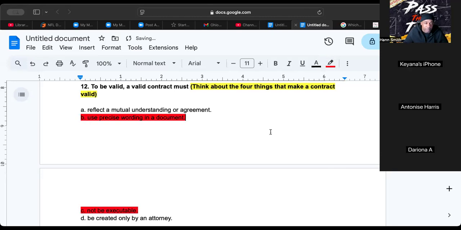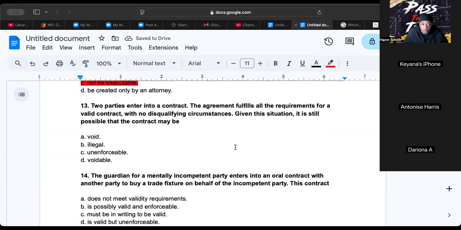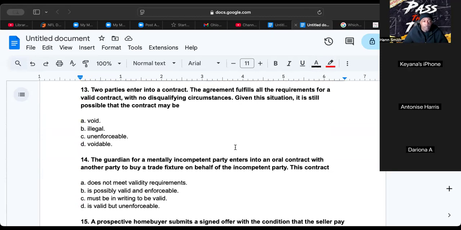And that leaves us, to be valid, a contract must A, reflect a mutual understanding or agreement, or D, be created only by an attorney. It's gotta be A, because if it was D, then we wouldn't even be sitting here, unless this was law school. All right, I agree with that.